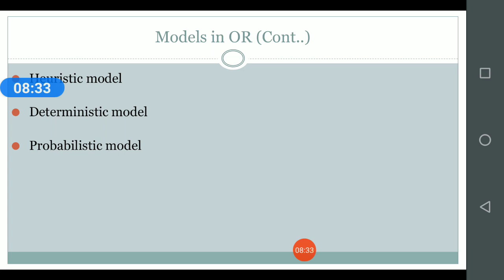The next model is the probabilistic model. The difference between the deterministic model and the probabilistic model is that in the deterministic model, we are certain about the profits and the costs associated, the resource requirements and all other aspects of each alternative. But in the probabilistic model, the alternatives and their results are unknown to us. We know the probability of success or failure of an alternative, but we are not very certain about the outcomes. Such models are termed probabilistic models.